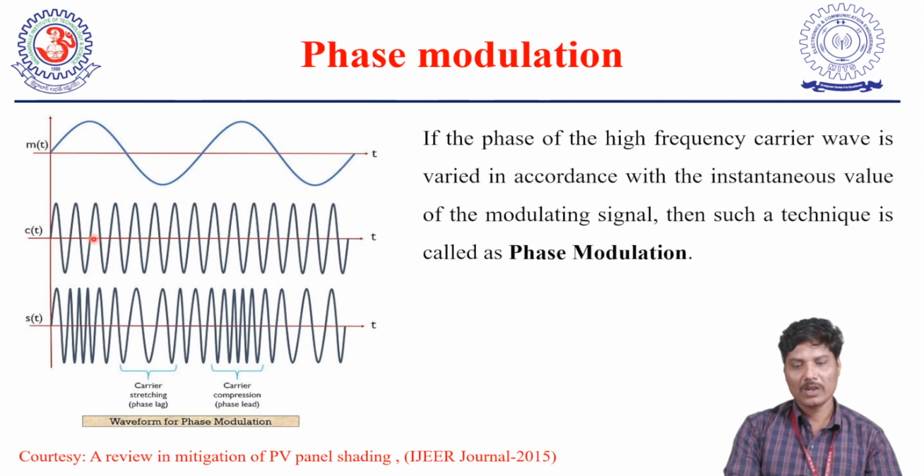This is a carrier wave whose frequency is constant, and this is a low frequency signal, which is nothing but the message signal. And this is the phase varied carrier signal, varied in accordance with the message signal. That means the phase of the carrier wave is varied in accordance with the message signal. That signal we call what? Phase modulated signal.